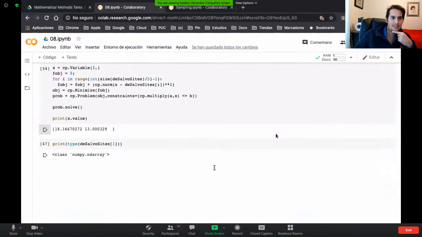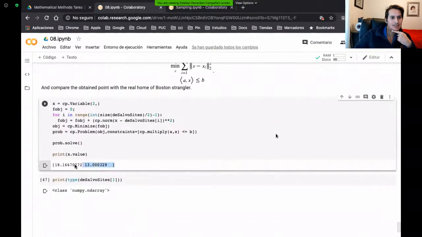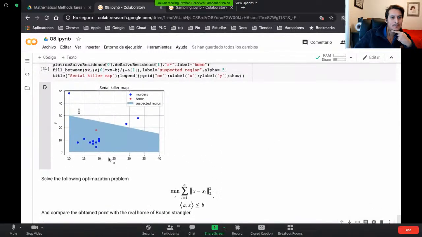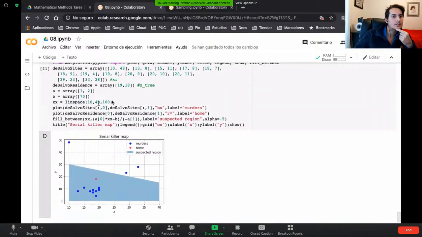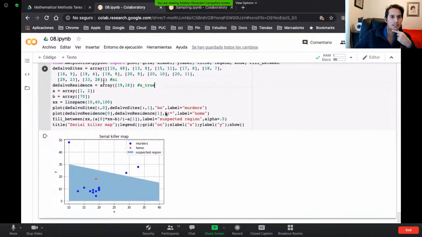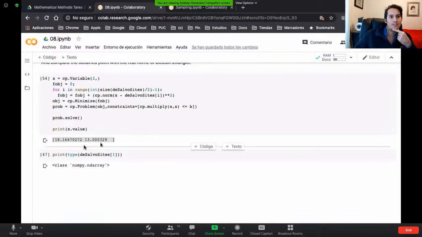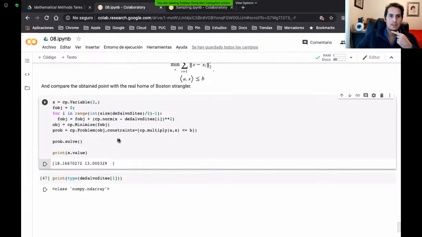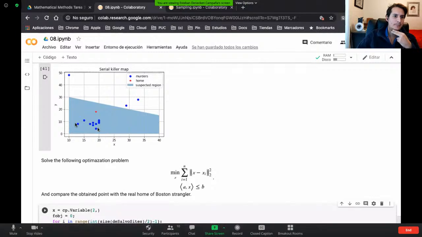Can you show us the home of the serial killer? That one? And where was it in the map? I don't plot the... Yeah, but the correct place is, you can see there is 19,18, and your solution is almost 13. Yeah, but it's close. Yes, it makes sense because most of the points are there. Yes, it makes more sense to estimate.